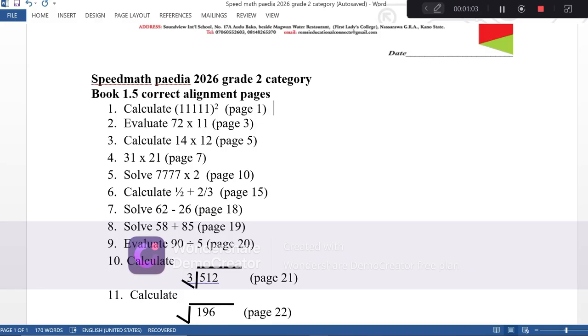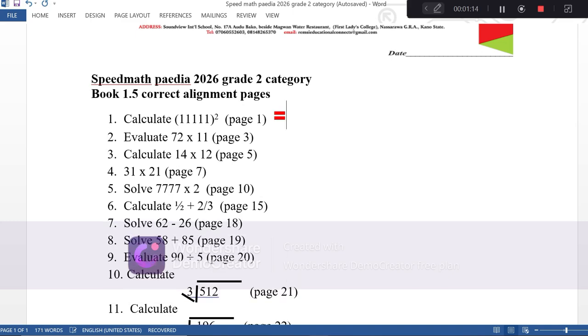Calculate one square. I think we are having up to about 1, 2, 3, 4, 5. In a situation like this, what we just need to do is to run forward: 1, 2, 3, 4, 5. Then you run back: 4, 3, 2, 1.